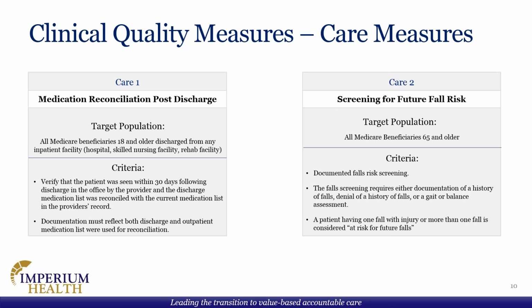The other care measure or measure related to those most at-risk beneficiaries is the screening for future fall risks. For this measure, we want to make sure that we've documented a fall screening. It does not need to be a written fall screening. It can be as simple as asking the patient, have you fallen in the last 6 months? Have you fallen in the last year? I would always encourage, when medically appropriate, to maybe have them stand on the exam table.